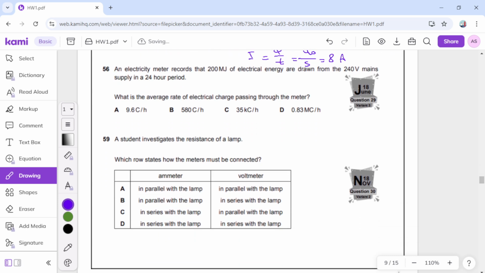An electric meter records, be careful here. Pay attention: 200 megajoule. Now we have work or energy 200 megajoule. To convert it to joule, 200 must be multiplied by 10 power 6, because mega is a million, and million is 10 power 6. Now we have energy equal to 2, by using your calculator, 2 multiply 10 power 8. We have 2 and 8 zeros, joule.